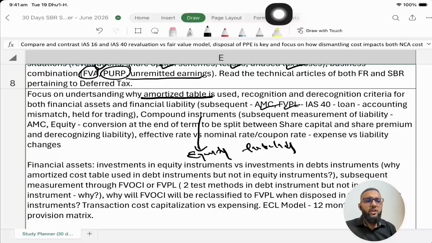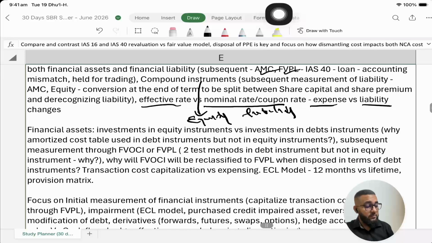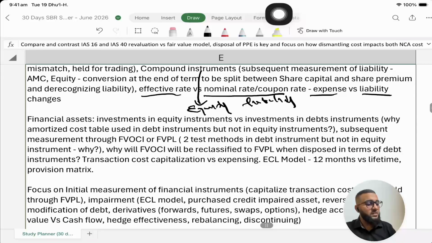Okay. Then you will also have to know the effective rate versus nominal rate or coupon rate and how that's going to affect the expense versus liability and how expenses and liabilities are going to change. Okay. Now that's from financial liability perspective. And from a financial asset perspective, investment in equity instruments versus investment in debt instruments, what they are and why the amortized cost table is used.